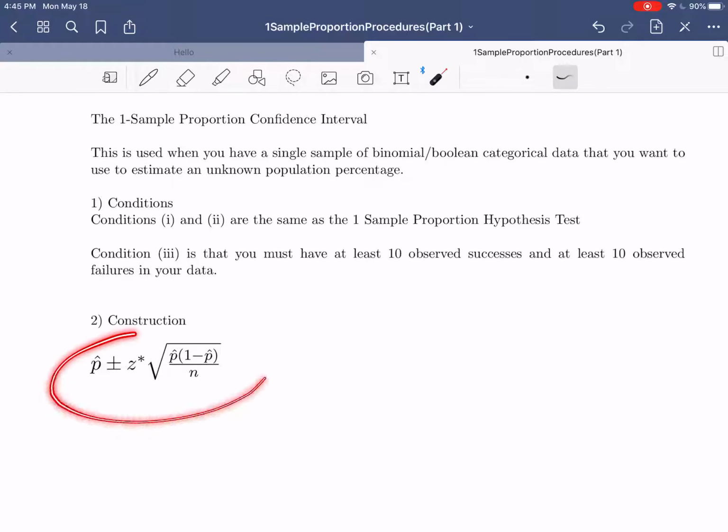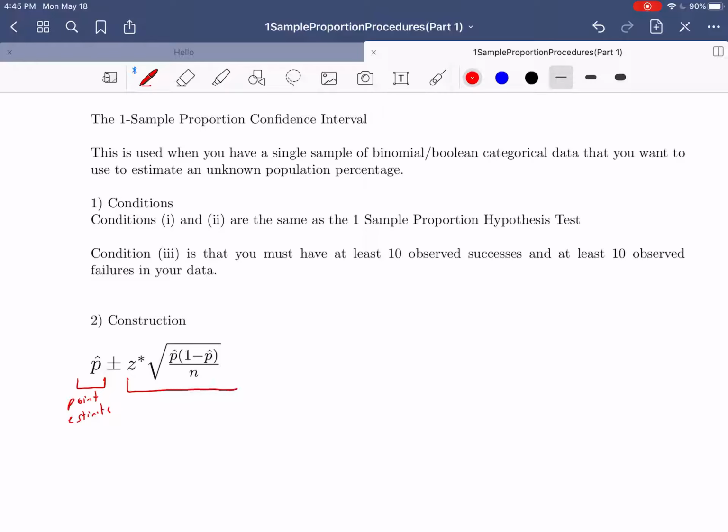Then the construction is pretty standard. We're going to be using p hat, our sample proportion, as our point estimate. And this part here, z star times the square root of p hat times 1 minus p hat, divided by n, will be your margin of error. To plug into this formula, you'll of course need to know the p hat, which is your sample proportion. And like we said, that is your number of successes divided by n.